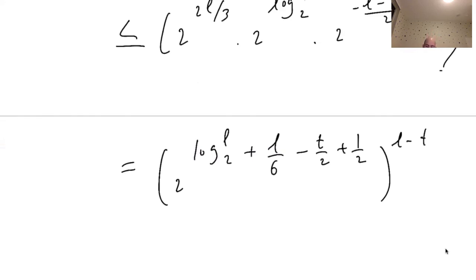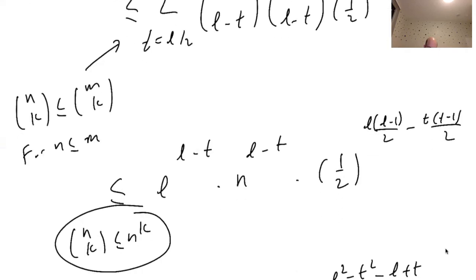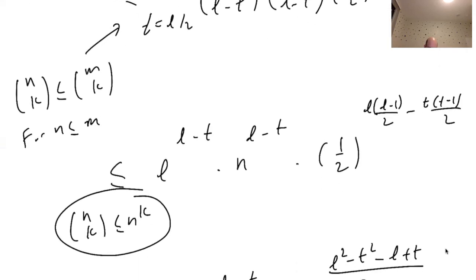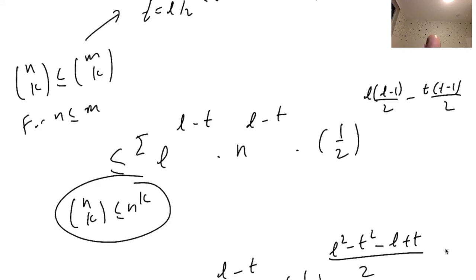Now, what do I know about T? T is between L over 2 and, well, of course, there was still the sum as well. I didn't write the sum, just for simplicity, but if you want, you can write it.